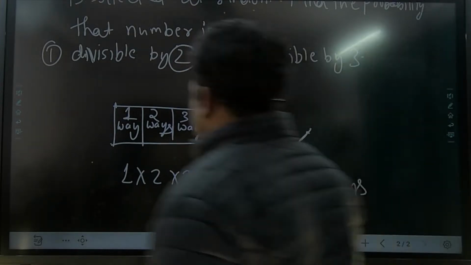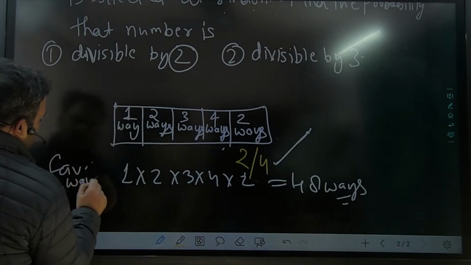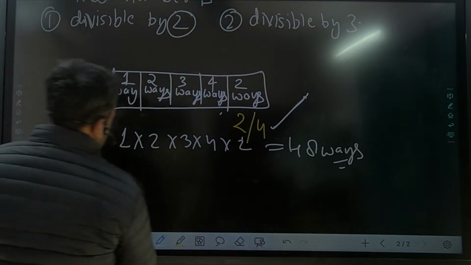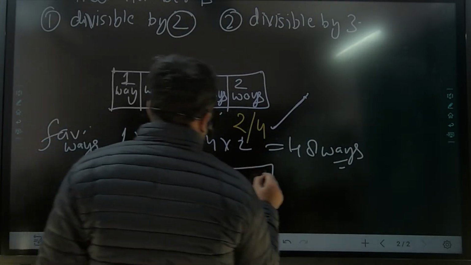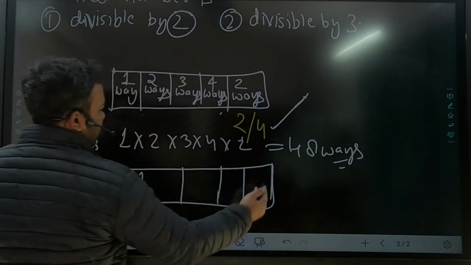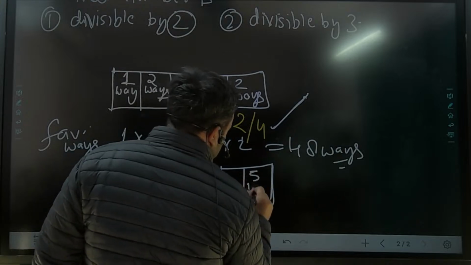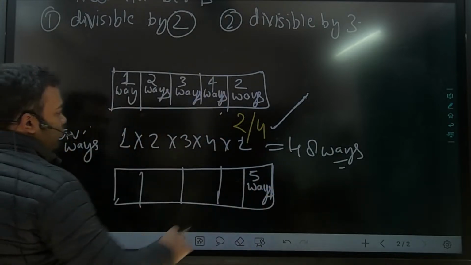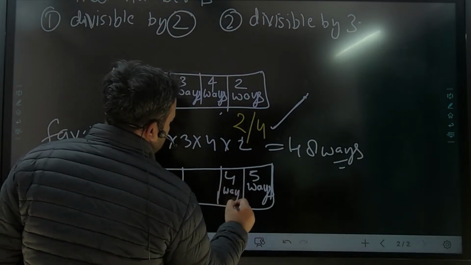These are the favorable ways. Right? Favorable ways. Now the total number of ways is what? To prepare a 5-digit number, how many ways can you select here? 5 ways only. There is no constraint because we are not looking for divisibility by 2 or by any number. So 5 ways are there. How many are left? 4. So 4 ways are with you to fill this place.